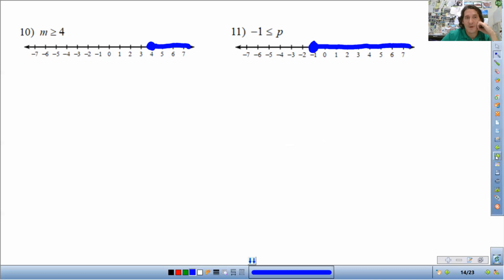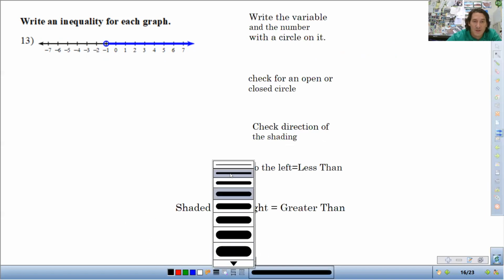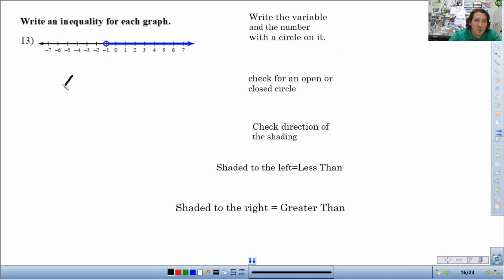All right, so now looking the other way, we're going to write an equation based on a given graph. So first thing I'm going to do with these is put in a variable and the number of the endpoint. And now I just need to figure out what symbol to put in between. So look at the shading here. Are these values here bigger or smaller than -1? All right, and these values represent x.